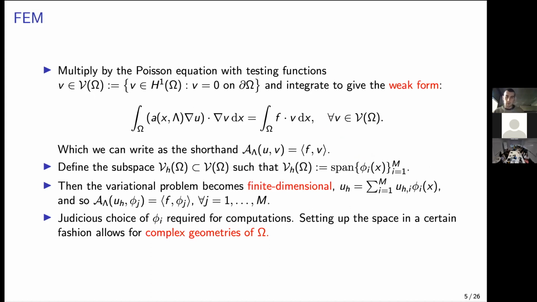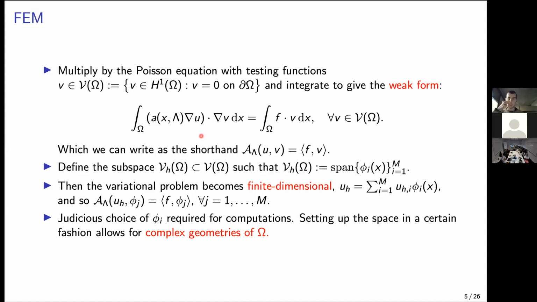And often then you want to try and turn the FEM handle to figure out how you can solve this thing using the computer. So to start with, we multiply the Poisson equation with a set of testing functions, which are inside of the Sobolev space that just has first order derivatives, and they're set to zero on the boundary. And we integrate the above equation to give the weak form.